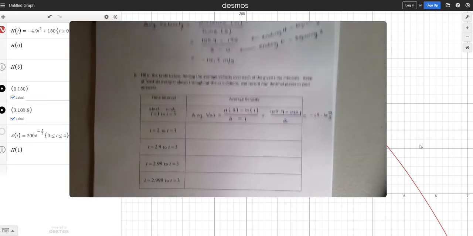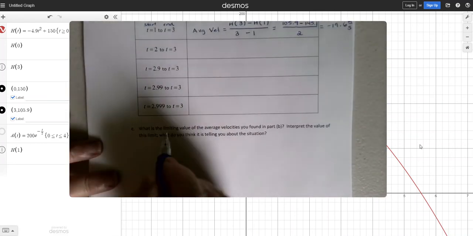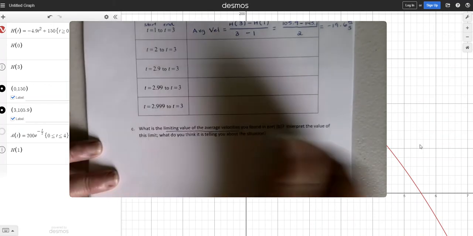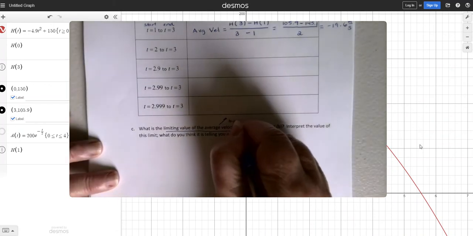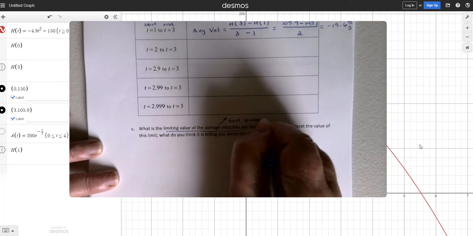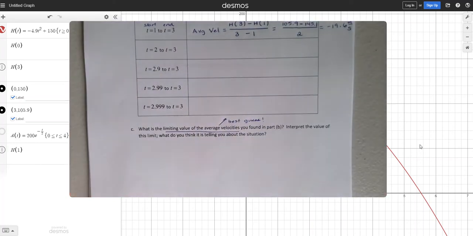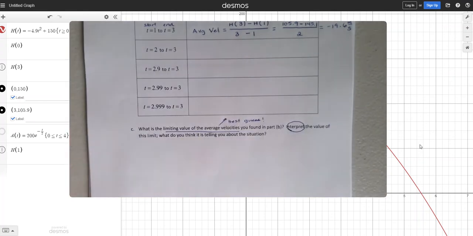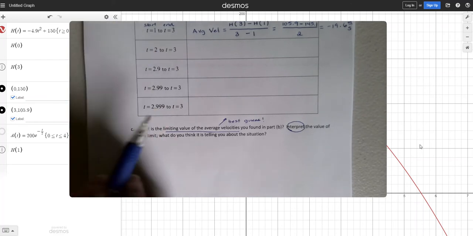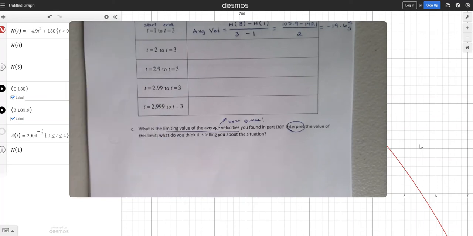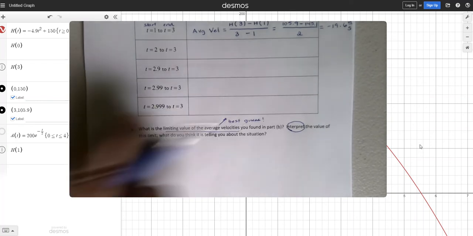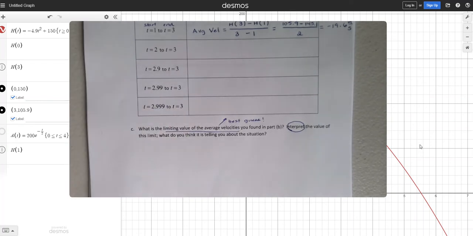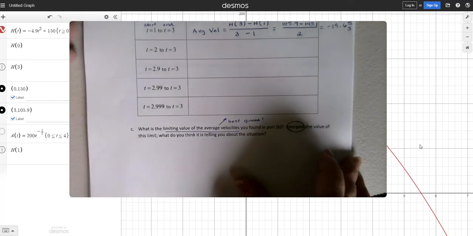So when you answer question C, what's the limiting value? You're looking at best guess, looking at the pattern that gets established when you fill that out. As far as interpreting it, remember we kind of talked about that, right? We keep on calculating average velocities, but down here, you're so close that what you're actually trying to get at is an instantaneous velocity right at the 3-second mark. All right, let's take a look at the next page.